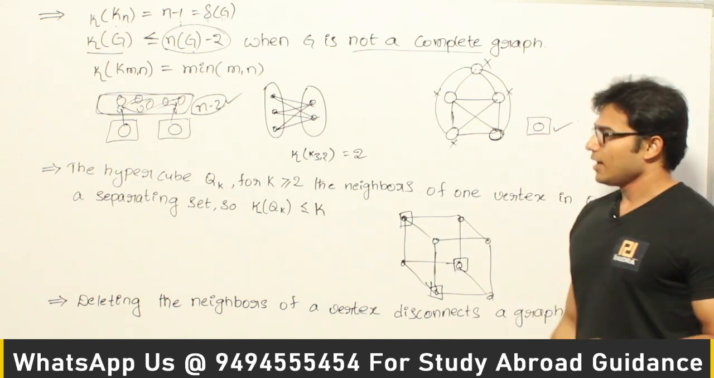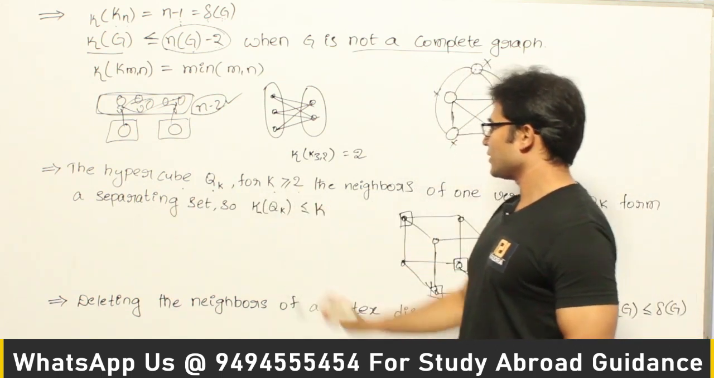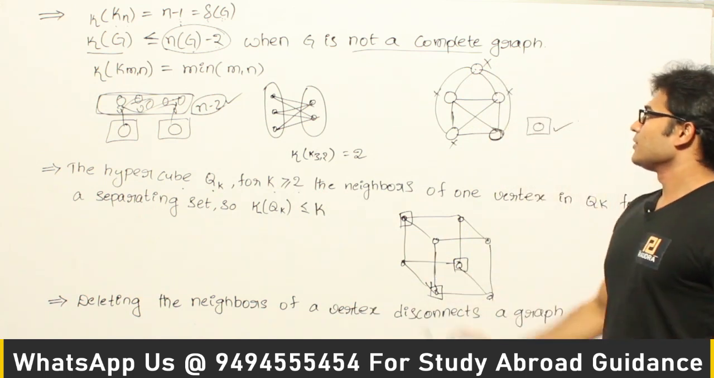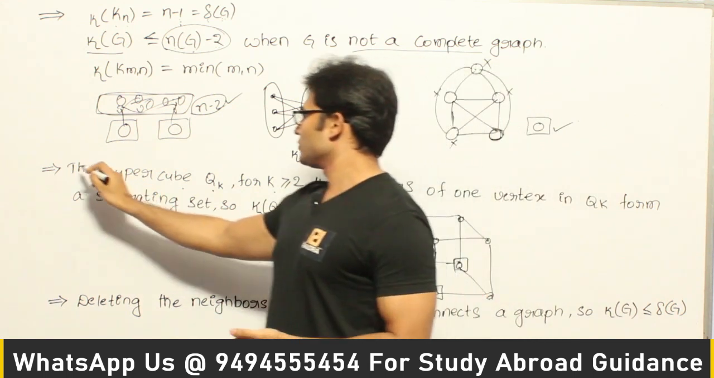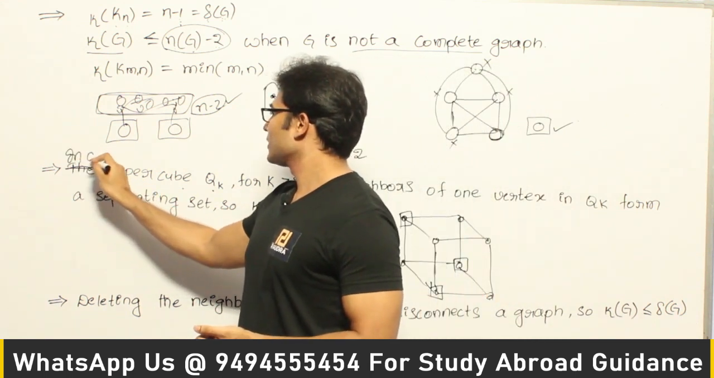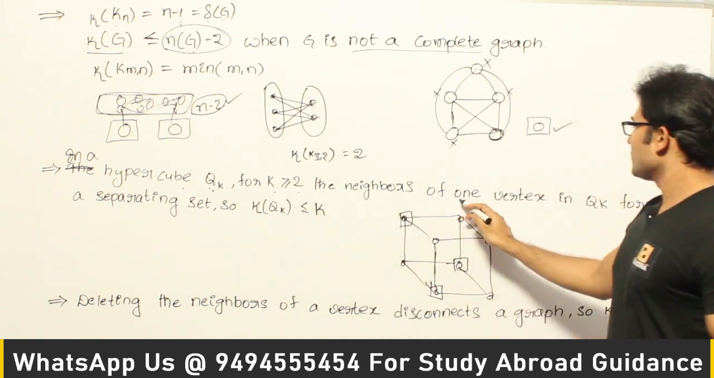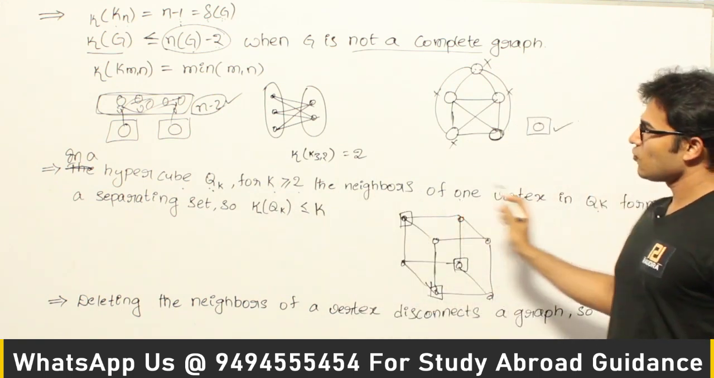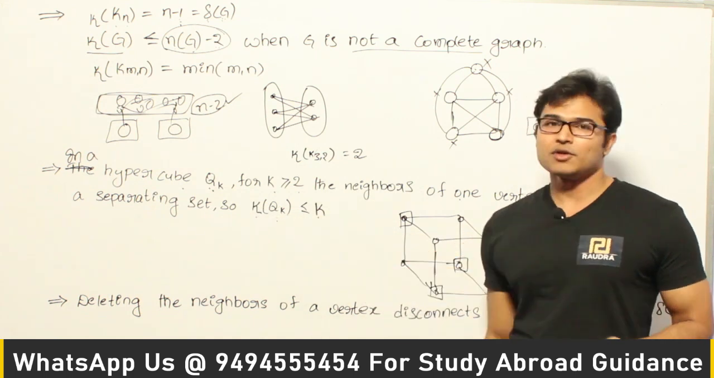Now the next one is the hypercube Q_k for k greater than or equal to 2. In a hypercube Q_k, for k greater than or equal to 2, the neighbors of one vertex in Q_k form a separating set. So kappa of Q_k is less than or equal to k.